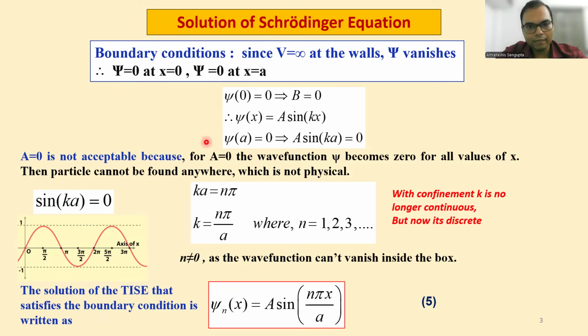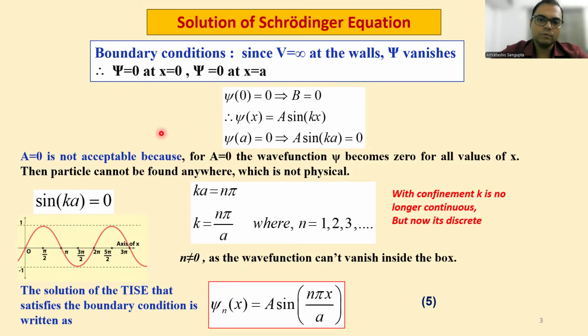Now we put the second boundary condition. We see that psi(a) equals 0, and that implies A sine ka equals 0. A equals 0 will not be an acceptable result because in that case, the wave function will become 0 for all values of x. So everywhere it will become 0, and that is not possible because the particle is very much within the box. It is indeed there.